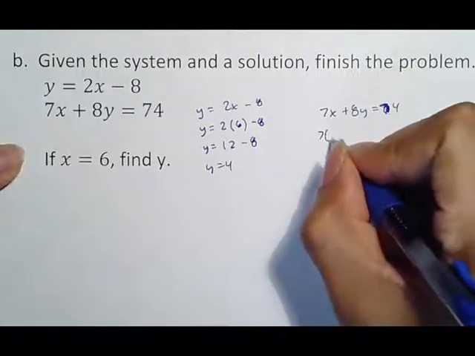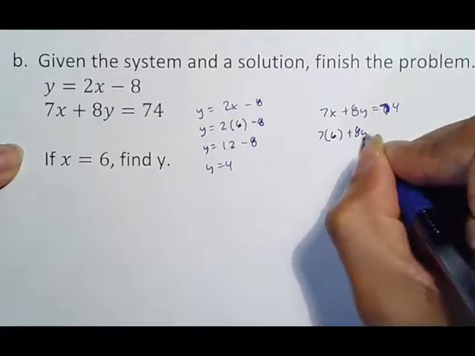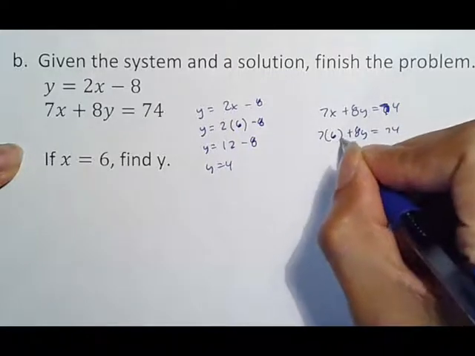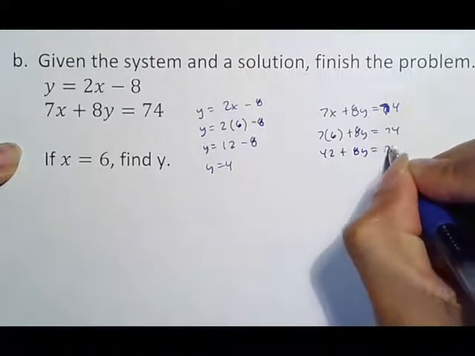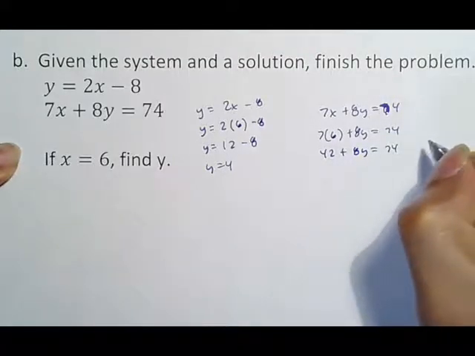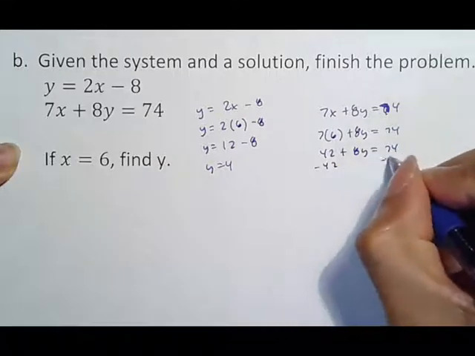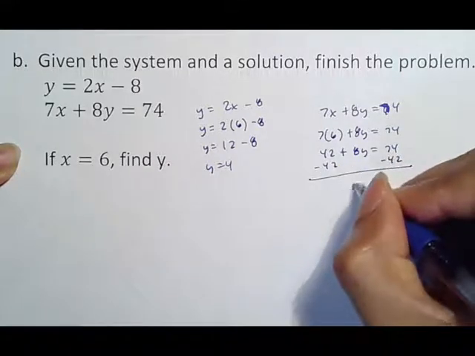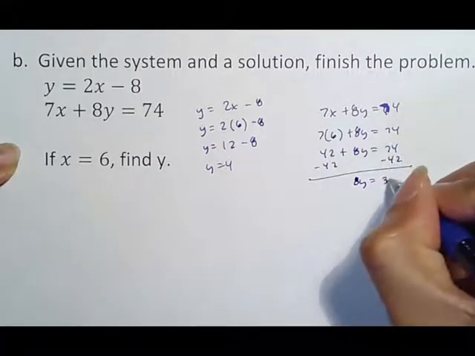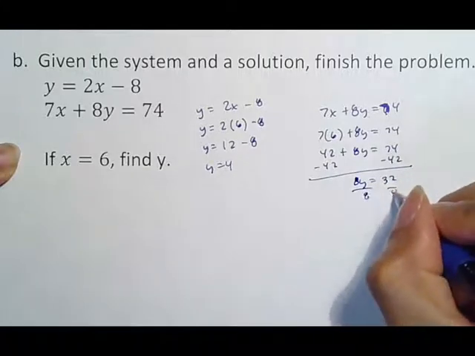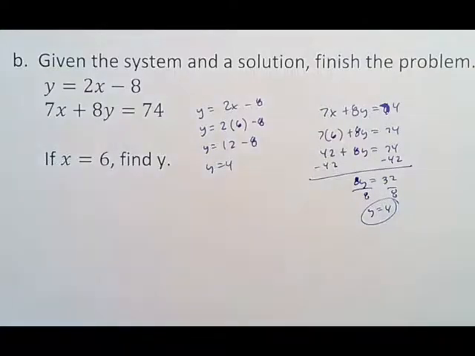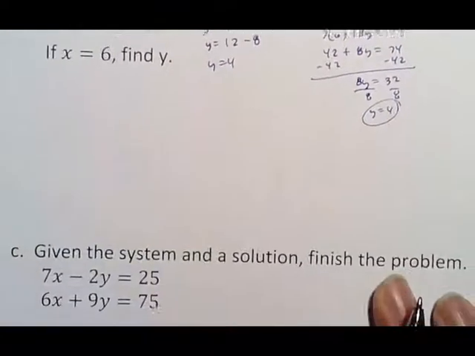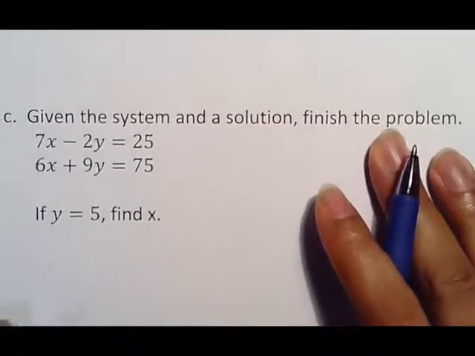Turn your x into 6, multiplied 7 times 6 to get 42, subtracted your 42 from both sides because that's what's not attached to y, and then divided by 8, and notice that you still get y equals 4. Now, if your weakness is in solving, I really can't help you with that part, but like I said, at least you kind of see what's going on here and what we're doing.